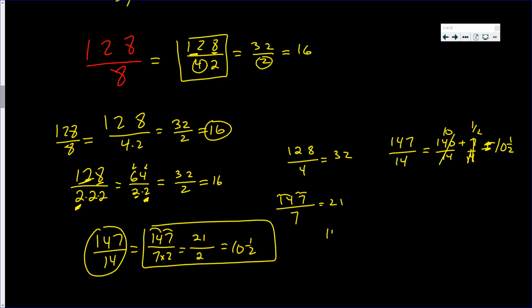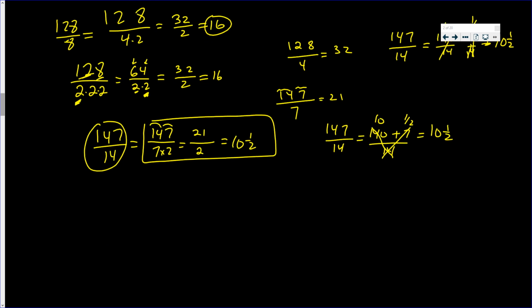But again, I would think of this as 140 plus 7 over 14. That division is 10. 7 over 14 is a half. You get 10 and a half. So there's many different ways of thinking about how to do division. The last thing you really want to do, sometimes it's not bad, but you really want to try not to do long division.